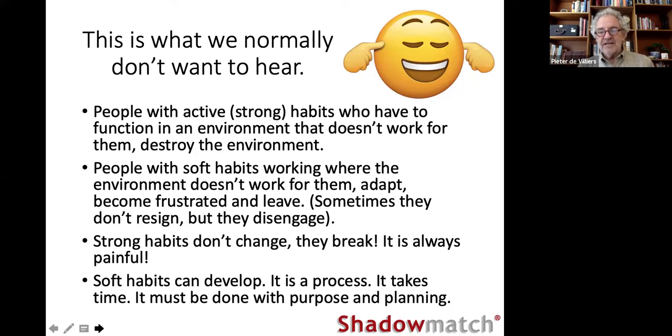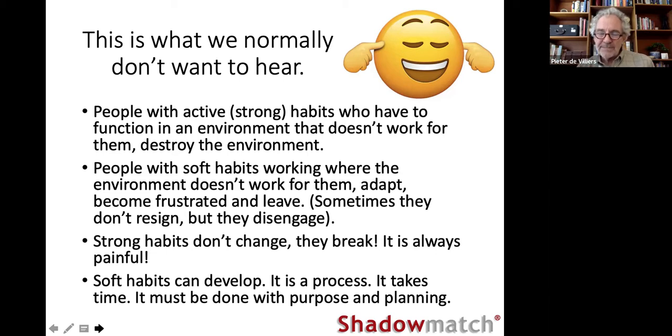Then this sentence, number 3 on the bullet points. Strong habits don't change, they break. It is always painful. Strong habits, above 50, increasingly so, do not change, they break. And there is always blood on the floor. Either the person with the habits suffers serious injuries in terms of failure or aggressive behavior towards him or her, or whatever it might be. But strong habits do not change, they break.